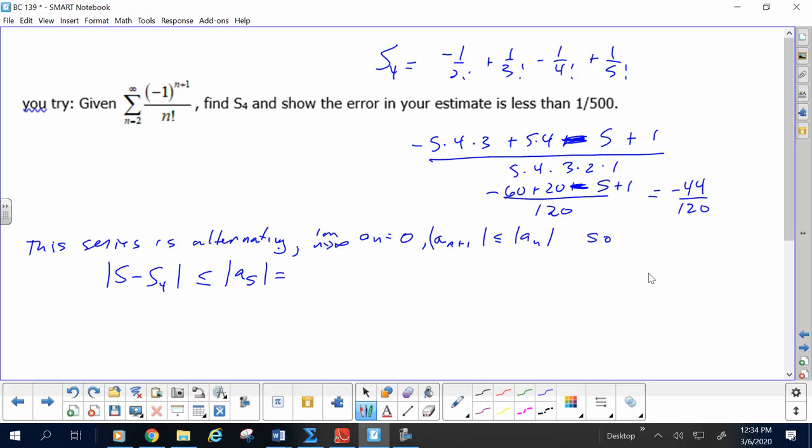The conditions are met, therefore the error in using 4 terms is less than or equal to the first omitted term, A5. And now that you have this expanded, it's easy to see what the first omitted term is. What is it? 1 over 6 factorial, which is 1 over 6 times, where we left off, that's 1 over 720. Is that less than 1/500? Yeah. 1/720th is less than 1/500. Do you follow? All right.